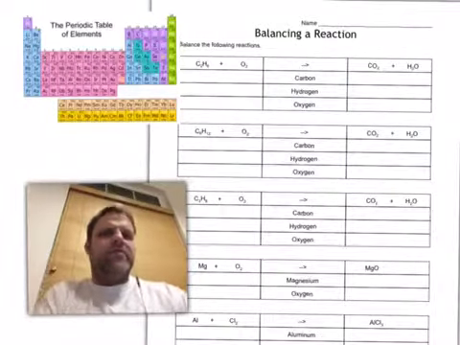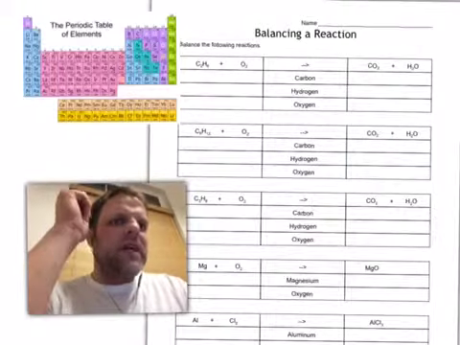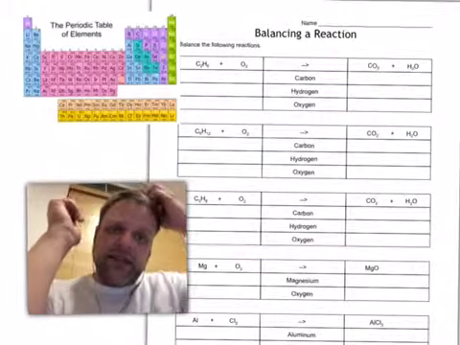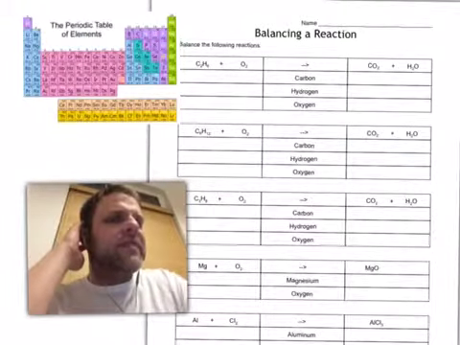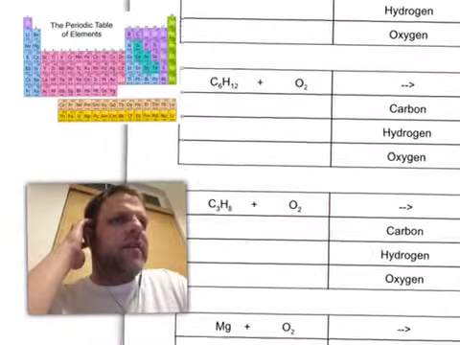Okay, tonight you were supposed to work on balancing reaction practice. We did the first one in class together. This is the second one here. We've got C6H12 plus O2. And so let's just take each side at a time.